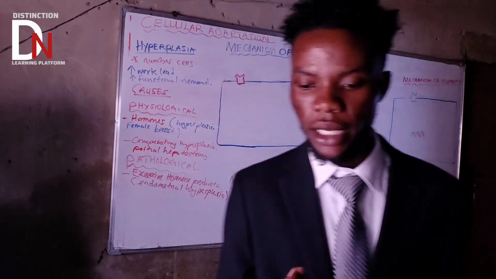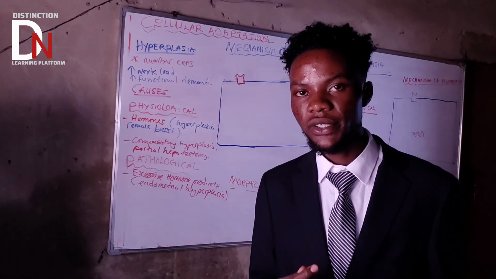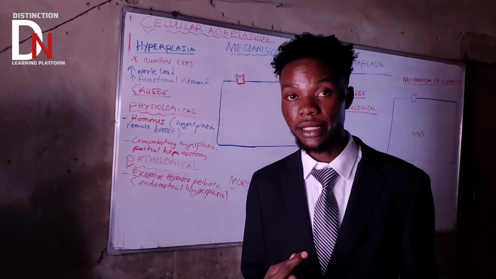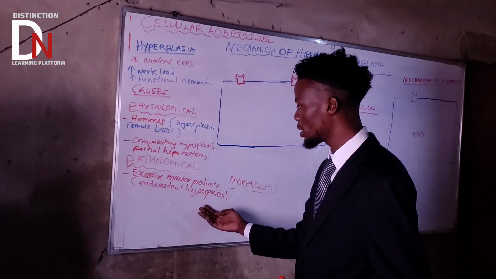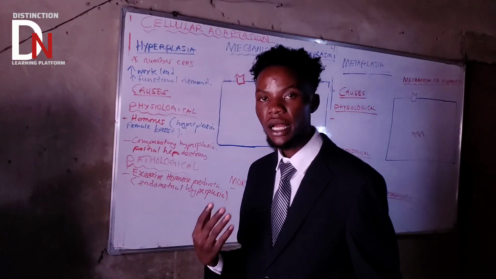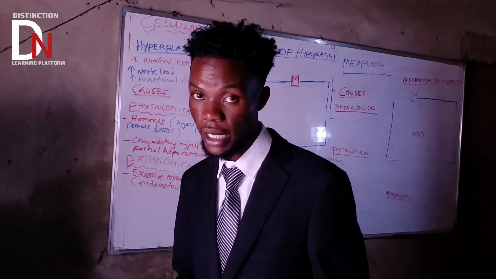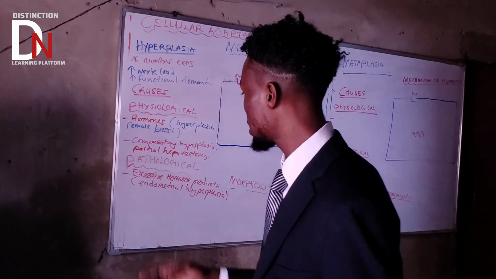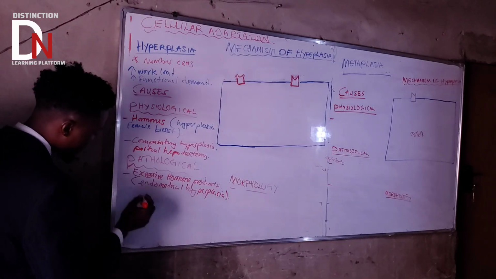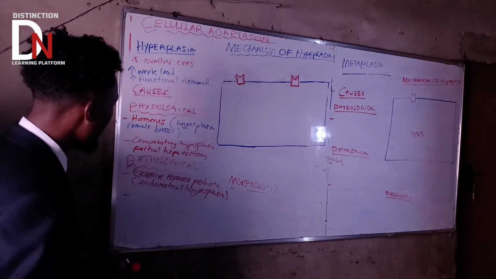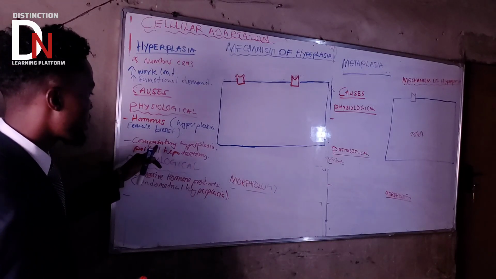If someone had or is having endometrial hyperplasia, they are at increased risk of developing endometrial cancer. Very, very important point. So people who have a history of endometrial hyperplasia, or are having it, have an increased risk of developing endometrial carcinoma or cancer. So that's the first pathological cause of hyperplasia. Okay, what's the second point?